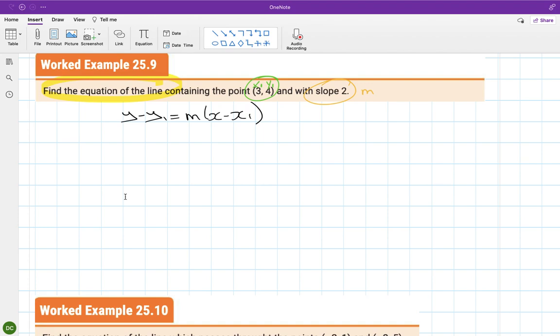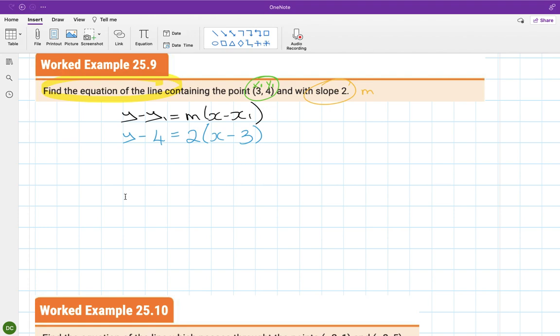So the first y, the plain y, remains. There's a minus in the formula, and then y1 is 4. Copy the equals. m for slope is 2, bracket, the plain x stays, minus in the formula, and then x1 is 3. So I replaced y1, x1, and m with the appropriate numbers, and I left x and y alone. So from here, it's kind of just algebra.